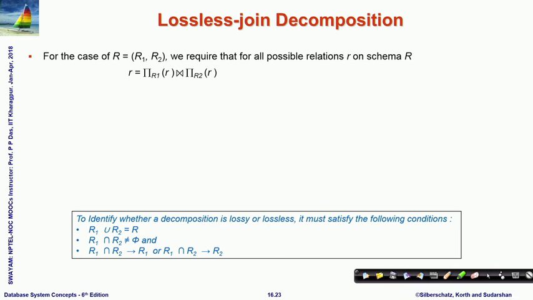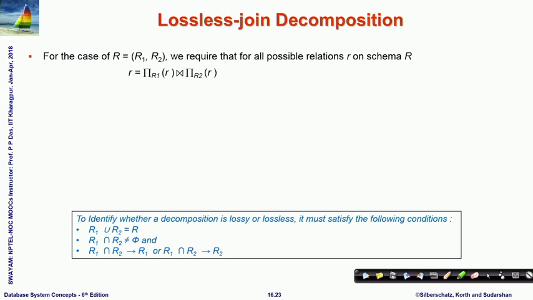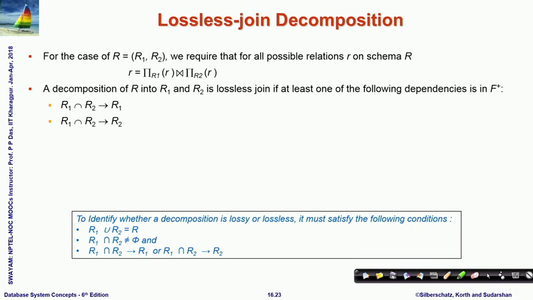Is it possible that if I take a relation, project it on the attributes of R1 and on the attributes of R2, and then take a natural join of the two relations that we get, I get back R? If I do, then I say that I have a lossless join. If I do not, then I have lost some information due to this projection and recomputation of the original relation using the natural join.